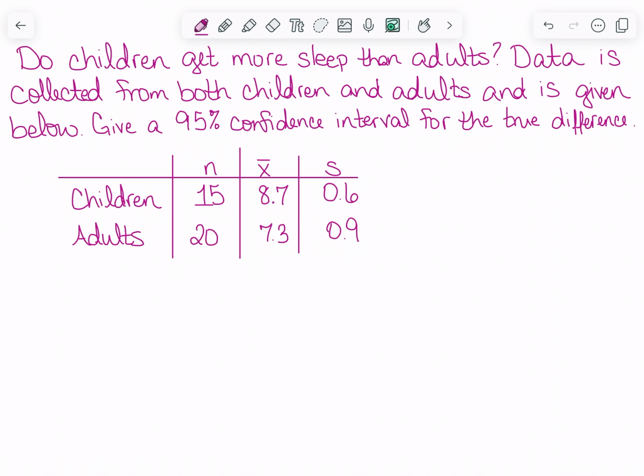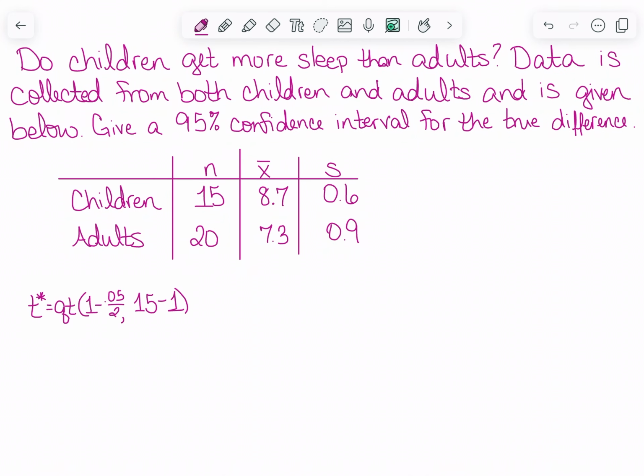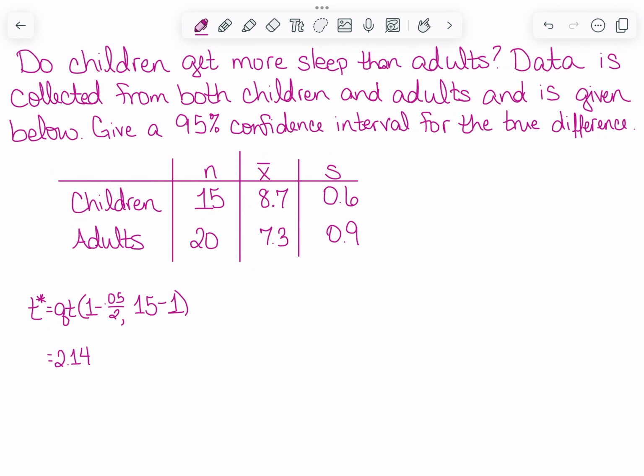The first thing we need to do is find our value for t star. In this case, since we're doing a 95% confidence interval, alpha would be 5%. So we have qt of 1 minus 0.05 over 2. And then we want to use the smaller of our two sample sizes. So 15 is the smaller of the two, so 15 minus 1. Typing this into R then gives us the value of 2.14.